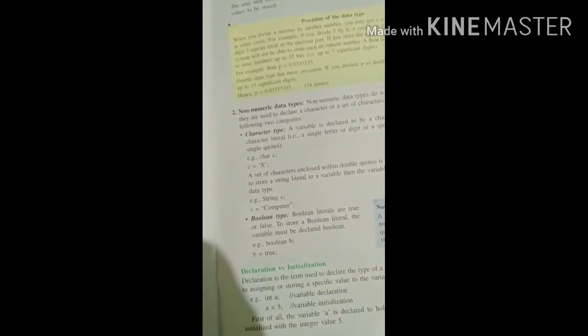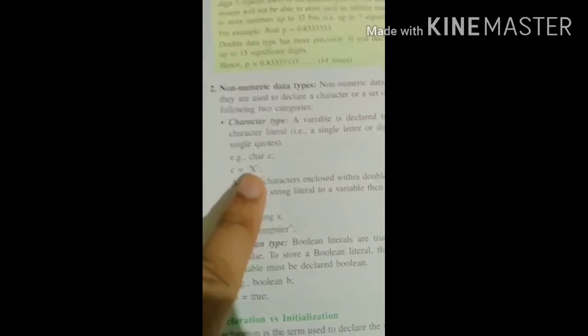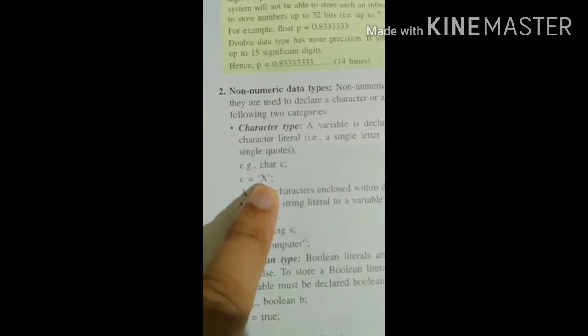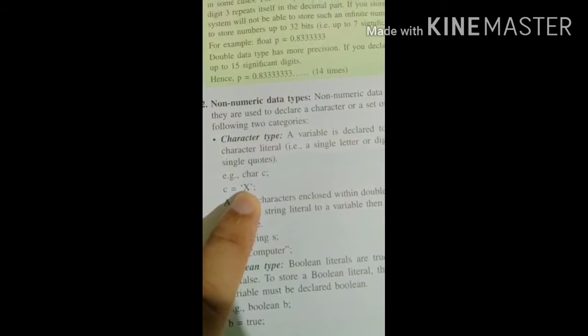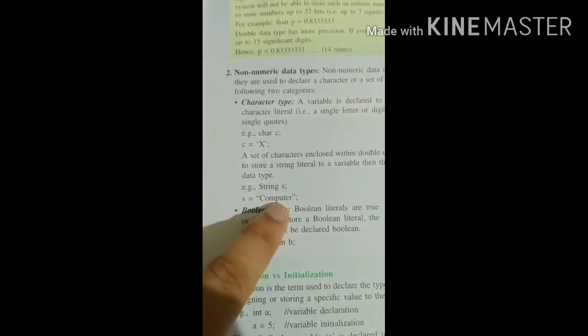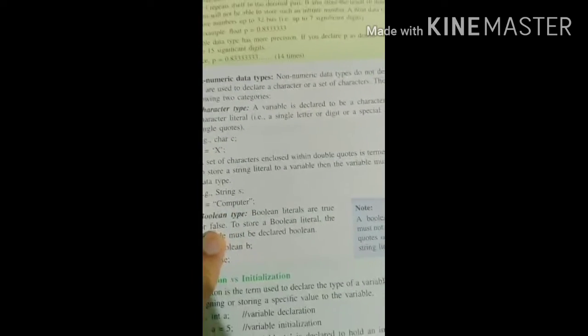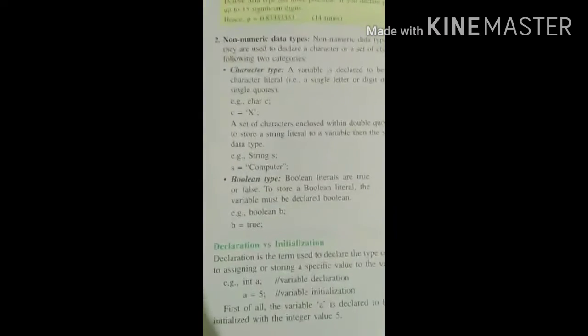Next is the non-numeric data type, character type. Suppose c equal to 'x'. This is the single character x because it is enclosed in single quotes, as I told you before. A set of characters enclosed in double quotes is termed a string. So computer is written as equal to "computer". Computer is enclosed in double quotes, that is why this is a string. And boolean type, true or false: b equal to true, either true or false. Okay.